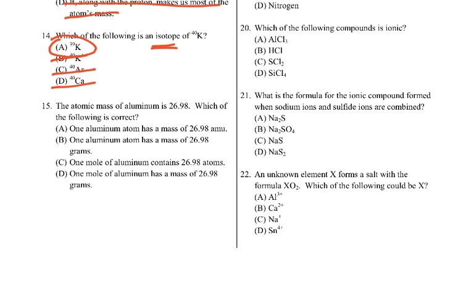Okay, the atomic mass of aluminum is 26.98. That's the average of all the different isotopes. So which is correct? One aluminum atom has a mass of 26.98 AMUs? No. Okay, that would be the average of the different isotopes. Any one atom would not have that mass. One aluminum atom has a mass of 26 grams? No way. Okay, 1 mole contains 26.98 atoms? No, that's not right. So it must be D. Okay, 1 mole of aluminum has a mass of 26.98 grams.